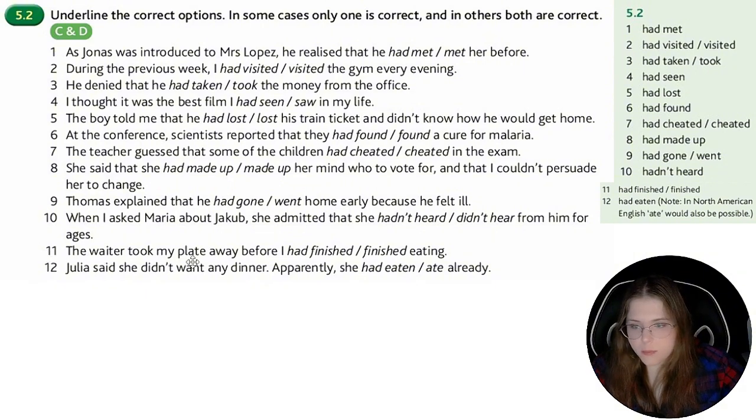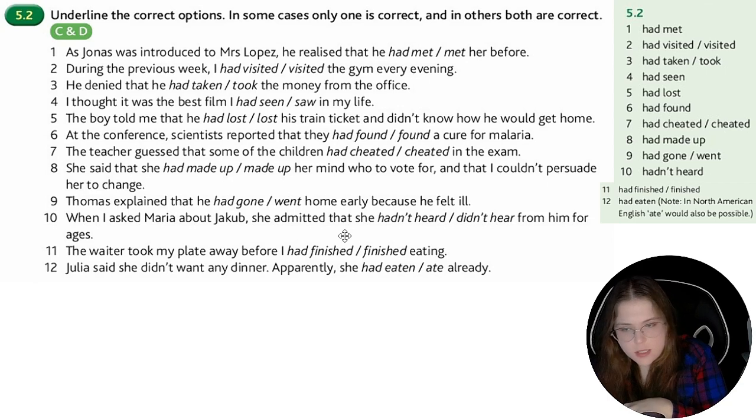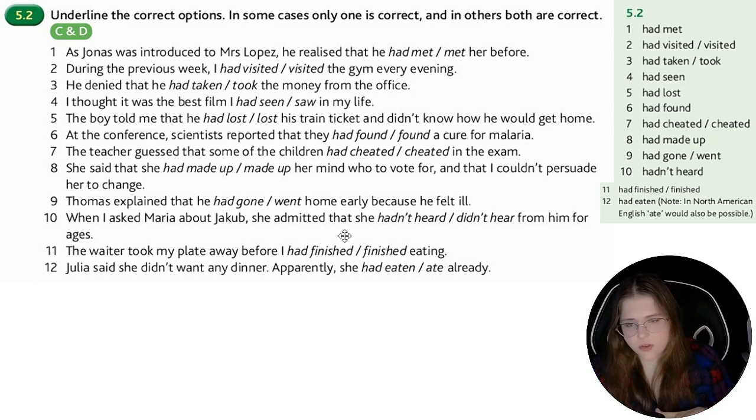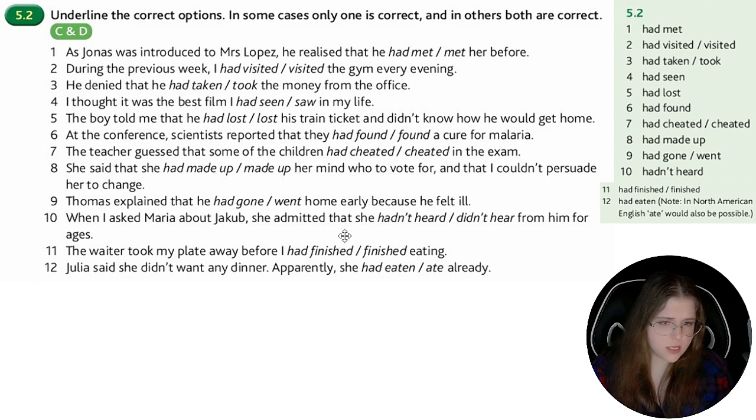The waiter took my plate away before I had finished eating. I had finished or I hadn't finished eating, before the moment in the past when the waiter took my plate. Past perfect. Or if it is very obvious, very clear, we can use just past simple: I didn't finish eating and he took away my plate.